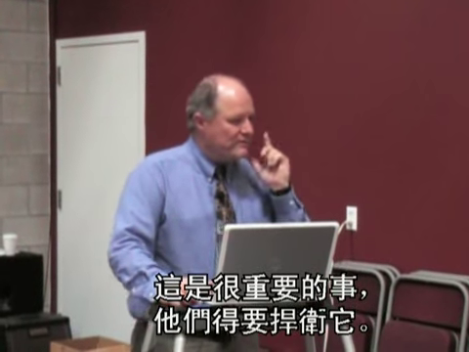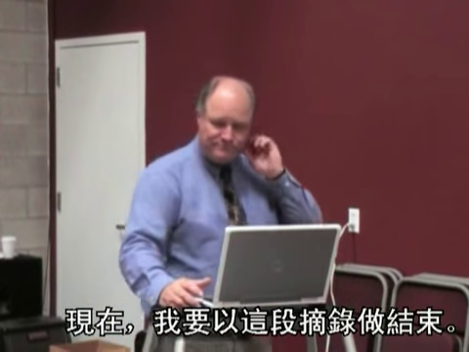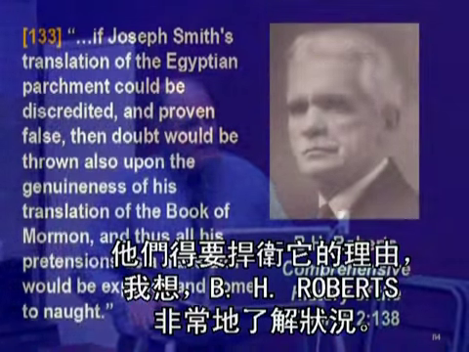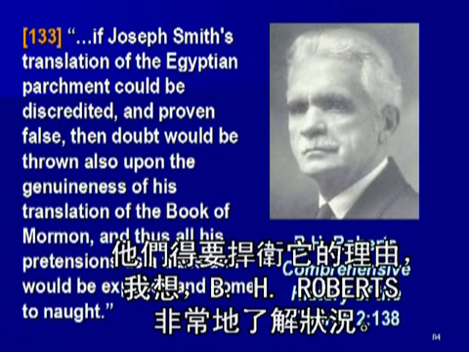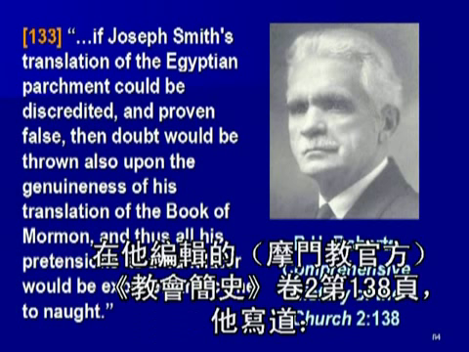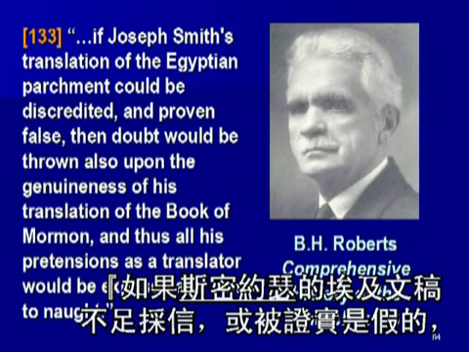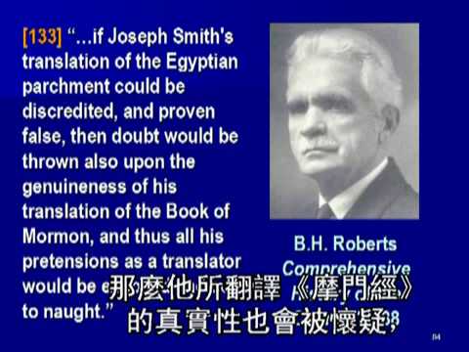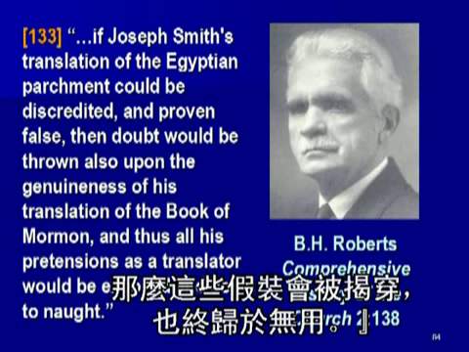This is important, though. They have to defend it, and I'll close with this quote. The reason they have to defend it, and I think B.H. Roberts understood the situation quite well, in his Comprehensive History of the Church, Volume 2, page 138, he says this: if Joseph Smith's translation of the Egyptian parchment could be discredited and proven false, then doubt would be thrown also upon the genuineness of his translation of the Book of Mormon, and thus all his pretensions as a translator would be exposed and come to naught.